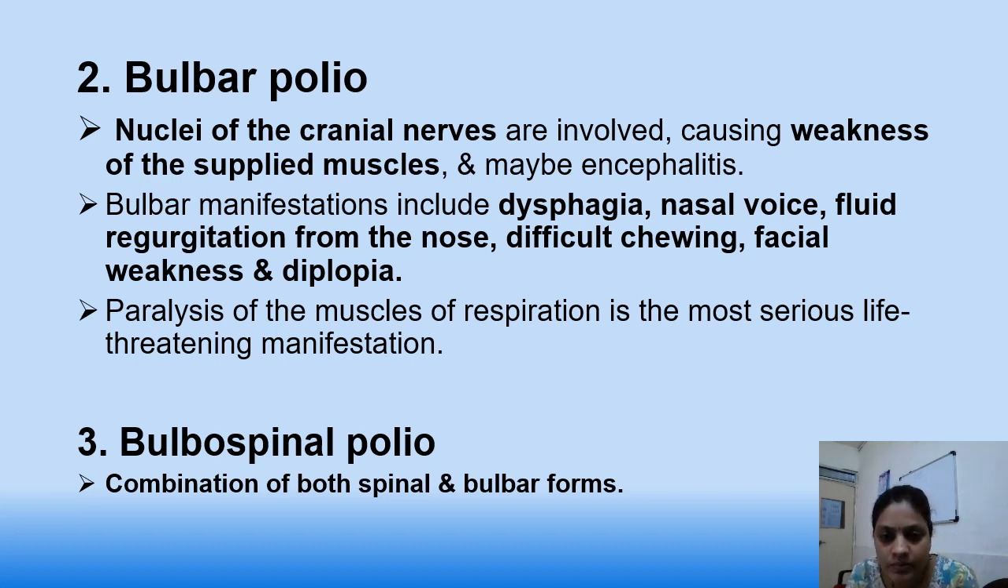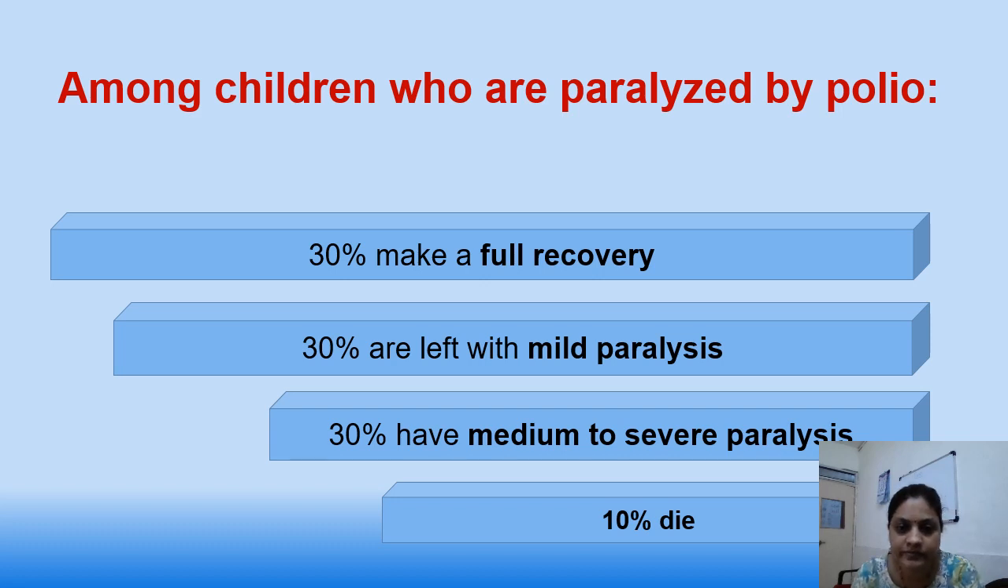Paralysis of muscles of respiration is the most serious life-threatening manifestation. And in the case of bulbospinal polio, it is a combination of both the spinal and the bulbar forms. Among the children who are paralyzed by polio, 30% make full recovery, 30% are left with mild paralysis, 30% have medium to severe paralysis, and 10% of children die because of the paralysis of the respiratory muscles.